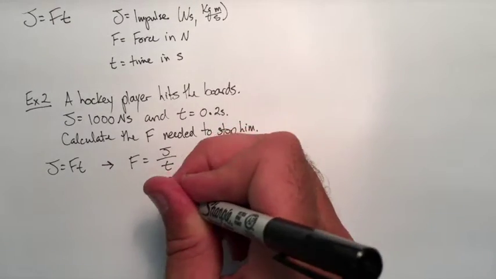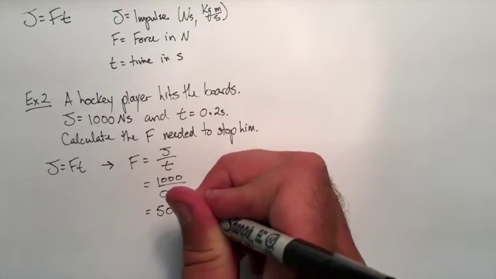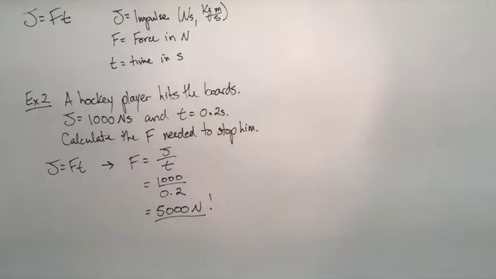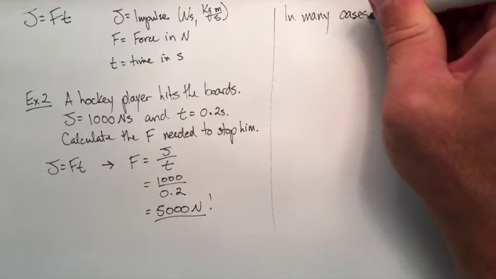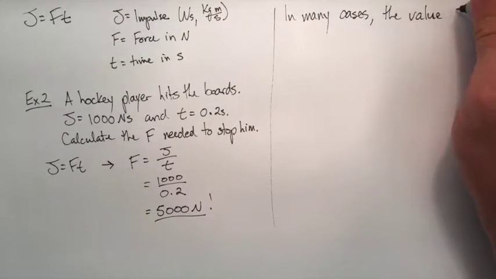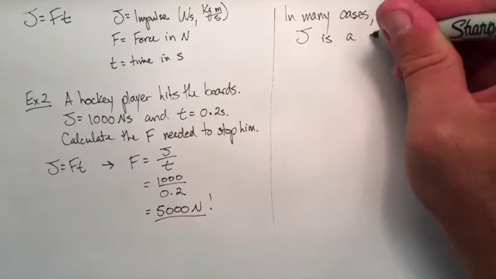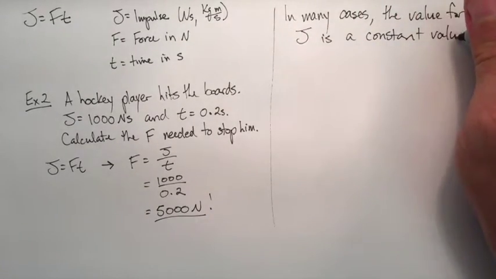So we rearrange the formula and we do our calculation. We eventually find it's 5,000 newtons. It's going to take quite a bit of force to stop that hockey player in such a short amount of time. So impulse values end up being quite large. In many cases, the value for J is constant.